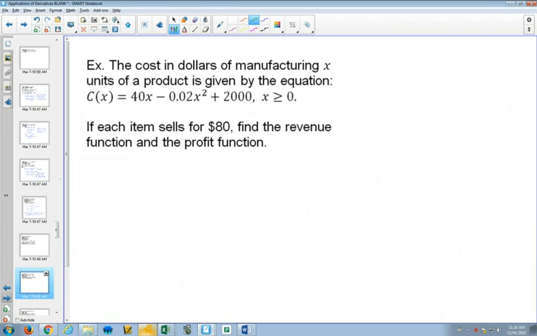Revenue is the amount of money you bring in. So if you are just selling things for $80, your revenue function will just be 80 times however many you sell.